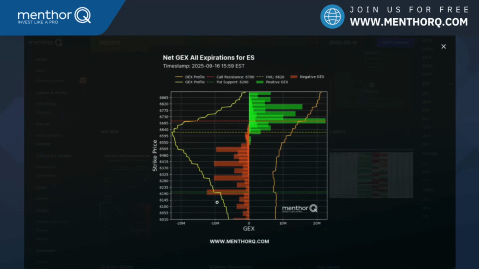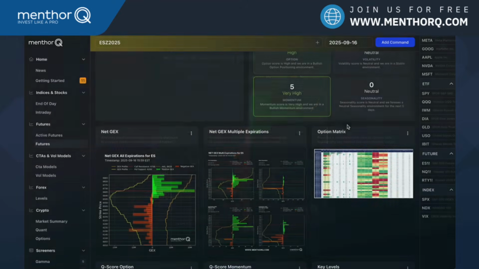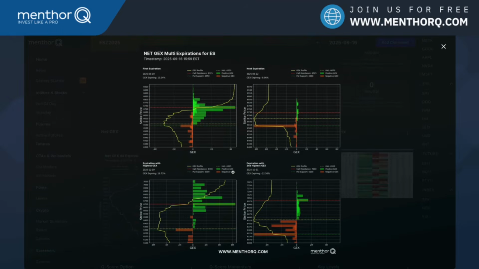We also can see how positioning happens at different strikes. So we have a big core resistance at this 6,700 level. Our gamma flip point, which is our high vol level, is at 6,620. And then we have some negative gamma positioning lower, but our put support is all the way down at 6,200. You can also monitor the 0DTEs flow. So here are the options expiring today. So you see there's a lot of positive gamma here. And for today, the core resistance 0DTEs is 6,725.